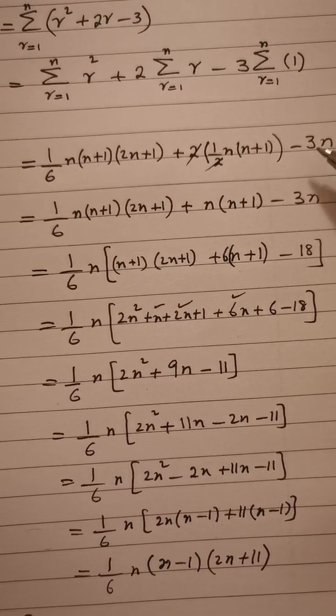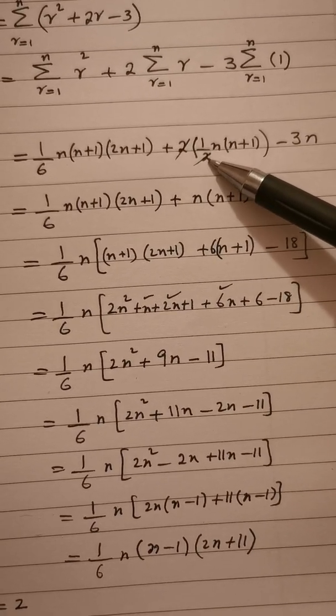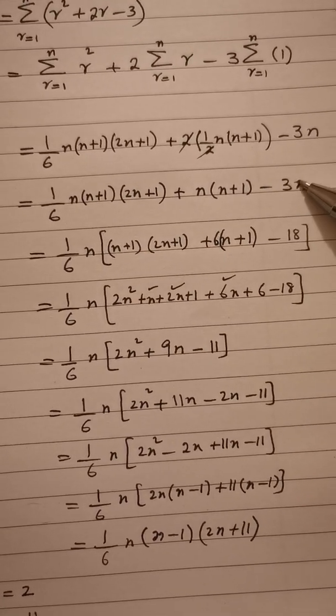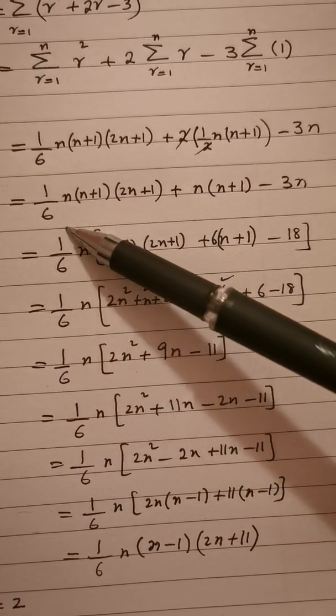Right? I have applied here. After doing this, the 2 and this 2 will cancel each other. I have done this in this step. Next step, we will take the 1 by 6 as common.